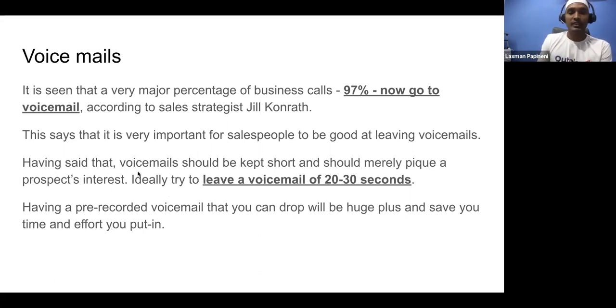So that's why, if there are any tools which allow you to drop that pre-recorded voicemail. Again, most of the sales tools offer that now, including Outplay. So when you have those pre-recorded voicemails as part of your collection, whenever you reach a voicemail, based on your prospect, which country they are in, what problem they're facing, you can select a pre-recorded voicemail, drop, and move on. So you've saved a lot of time by doing this. So you can do it at scale as well.